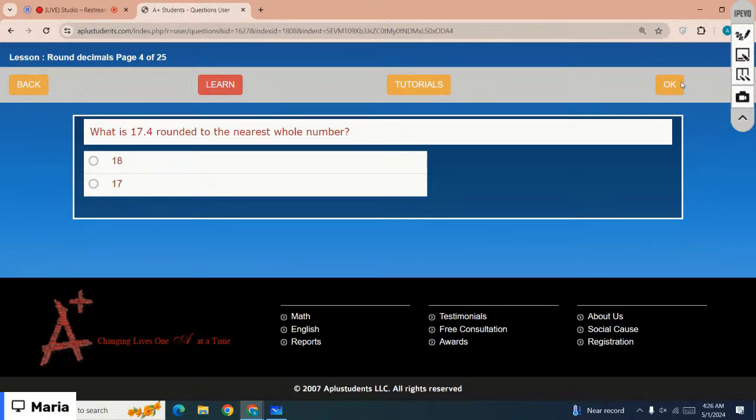The next one is, what is 17.4 rounded to the nearest whole number? So which is the correct option? Yes, the correct option is 17.